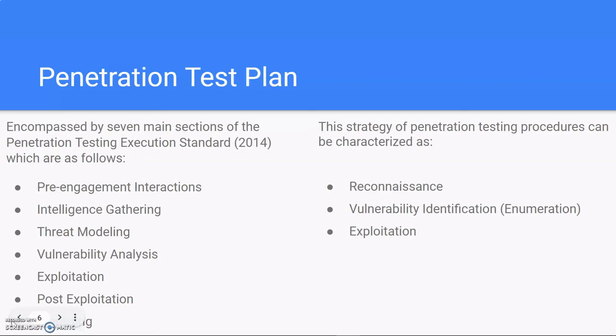This plan was encompassed by the 7 main sections of the Penetration Testing Execution Standard as shown in this slide. However, the strategy of the penetration testing procedures was characterized as reconnaissance, vulnerability identification, and exploitation.